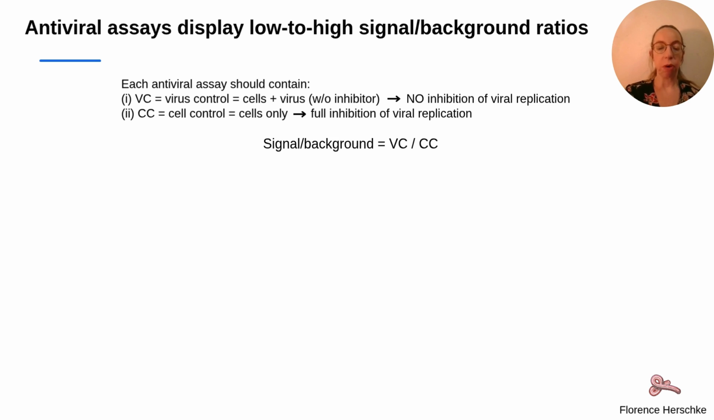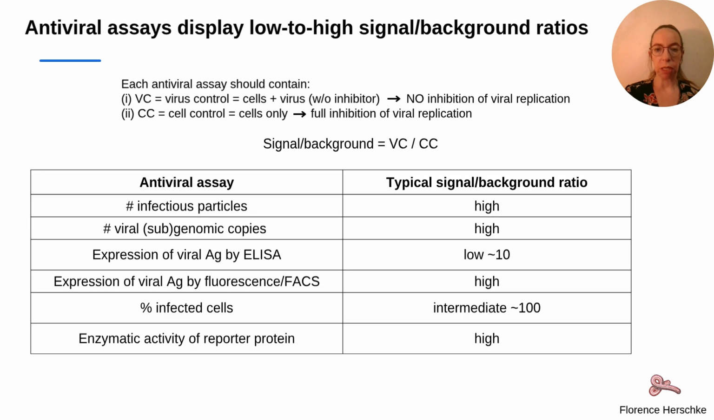So when measuring the number of infectious particles, the signal to background ratio is typically high. It is the same when measuring the number of viral genomic or subgenomic copies, as well as expression of a viral antigen followed by fluorescence or flow cytometry, or typically in a reporter assay. However, if you use ELISA to measure the expression level of viral antigen, then ELISA typically has a low dynamic range, and thus the signal to background ratio is usually around 10. Similarly, when measuring the percentage of infected cells, by definition, the maximum will be 100% infected cells, and thus the signal to background cannot go higher than that.